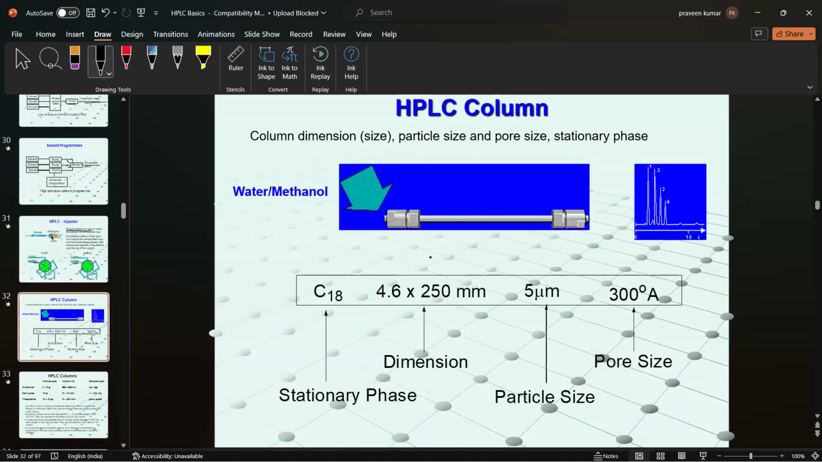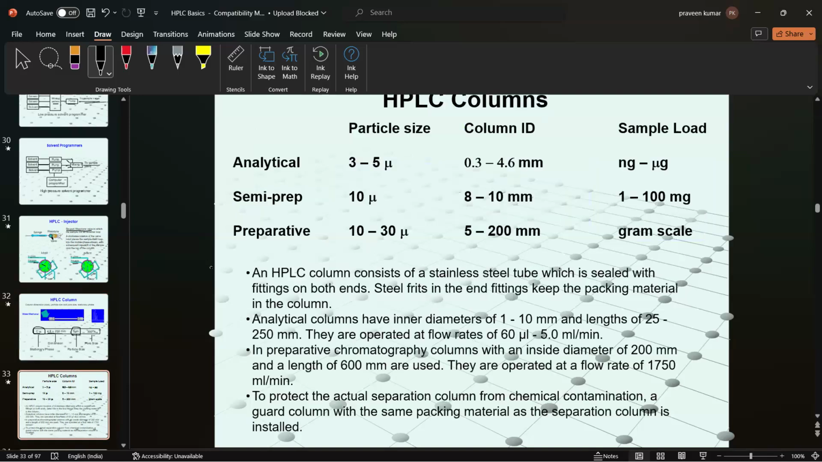As I mentioned here, generally the column dimensions are this. The particle size of the stationary phase is generally 5 micrometer. The pore size is 300 Angstrom, and generally, as I mentioned, C18 columns are used. C8 columns are also used. Depending upon the use, there are different types of columns.